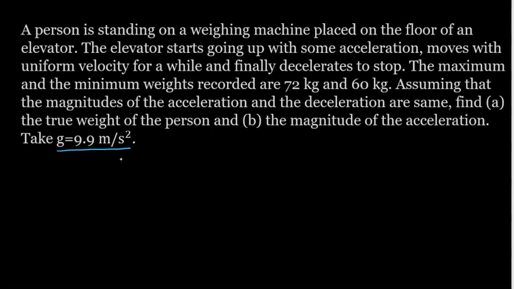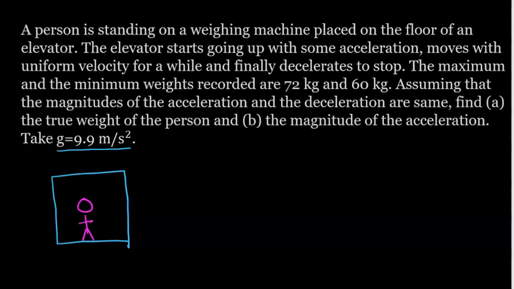Okay, so what is given here is the maximum weight and the minimum weight recorded by the weighing machine, and we have to find out the true weight of the person. Now this person is standing inside an elevator. So this is an elevator, and inside it this person is standing like this.